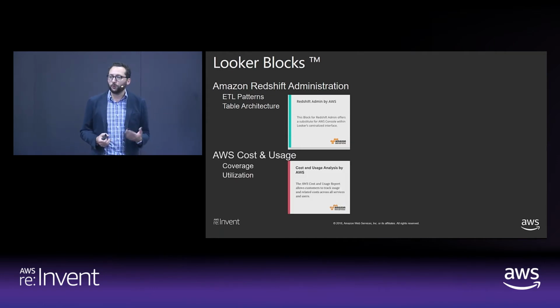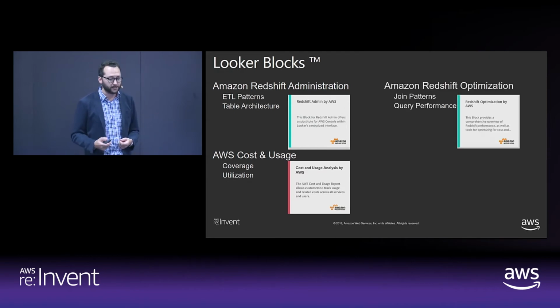There's another one on AWS cost and usage, right? So how much are we using stuff? Are there places we could save money by reserving instances? The third is Redshift optimization, so that's down at the query level.